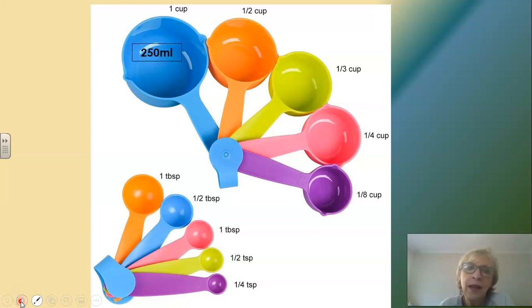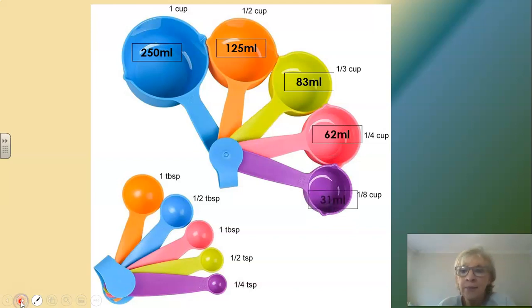So there, that cup, obviously I said to you, is 250 milliliters, and 4 of those cups fit into 1 liter jug. Half a cup is obviously half of that, 125 milliliters. A third is approximately or about 83. A quarter of a cup, and they get smaller and smaller, is about 62, not exactly, but more or less. And an eighth of a cup would be 31 milliliters.